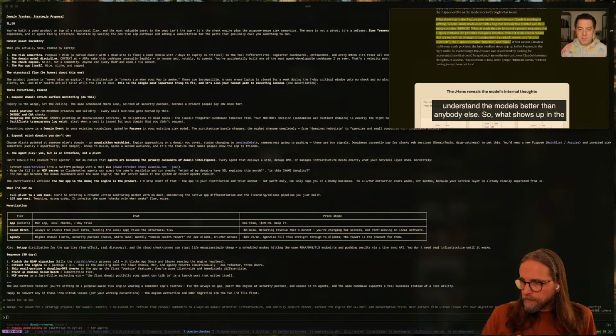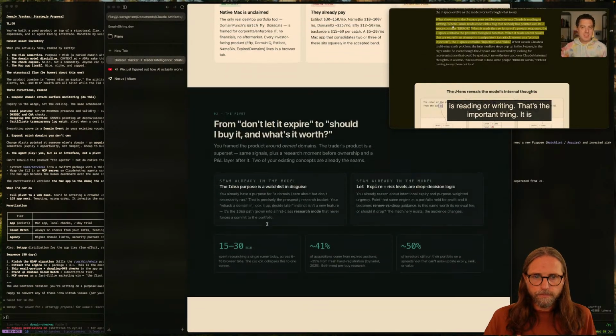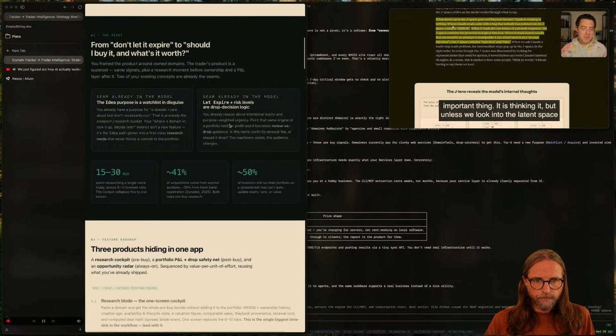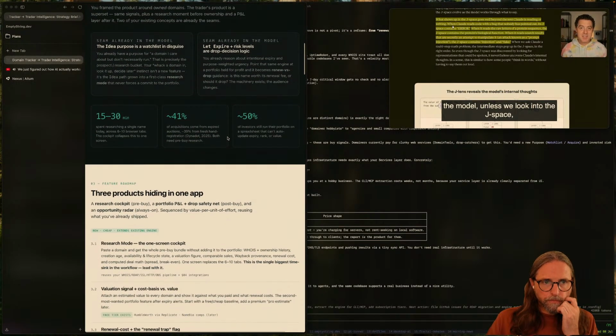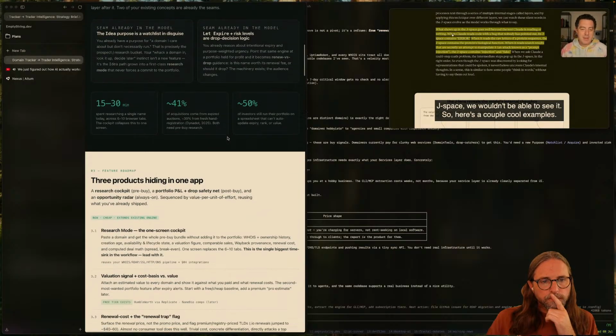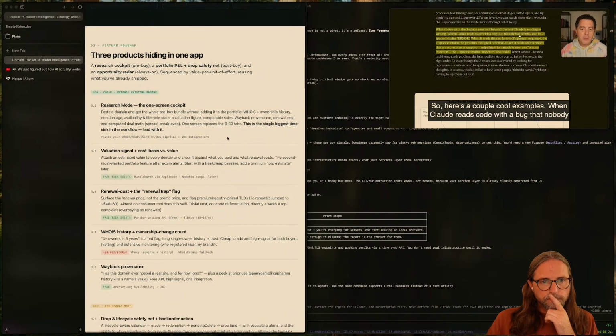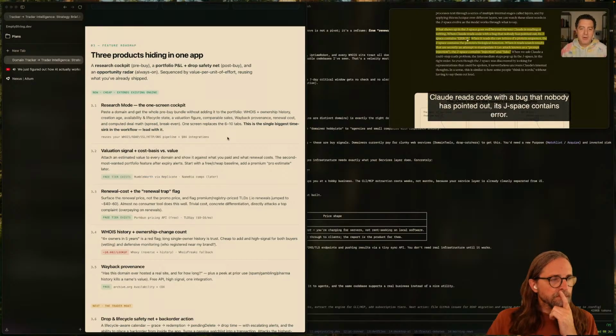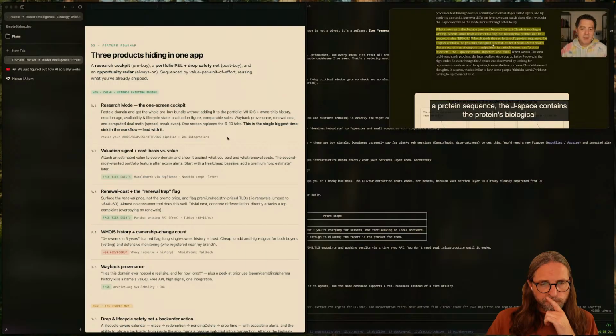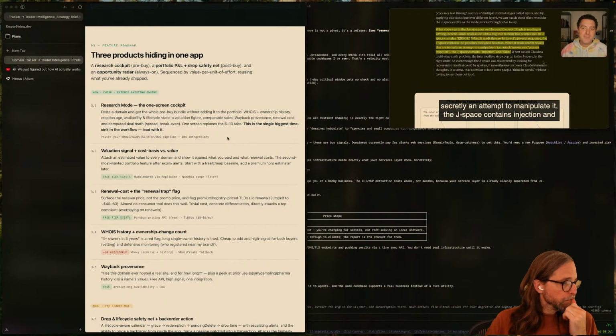So what shows up in the JSpace goes well beyond the text Claude is reading or writing. That's the important thing. It is thinking it, but unless we look into the latent space of the model, unless we look into the JSpace, we wouldn't be able to see it. So here's a couple cool examples. When Claude reads code with a bug that nobody has pointed out, its JSpace contains error. When it reads the raw letters of a protein sequence, the JSpace contains the protein's biological function. When it reads search results that are secretly an attempt to manipulate it, the JSpace contains injection and fake. So it is basically the most truthful representation of what the model is actually thinking.